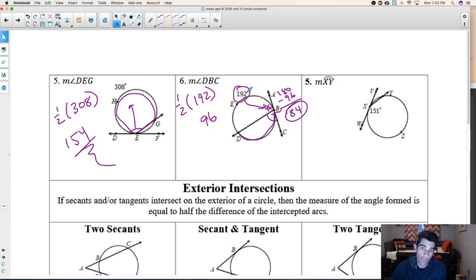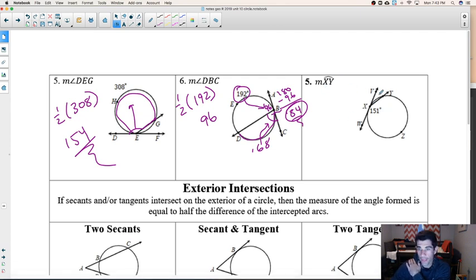You could always do 360, because this is a circle that has two arcs, minus 192, and that would give you this arc here, BD, and take half of that. That looks like it would be 168. So 360 minus 192 would be 168, and then half of that would be 84. That's the way you can do that one. So two ways to do that one.